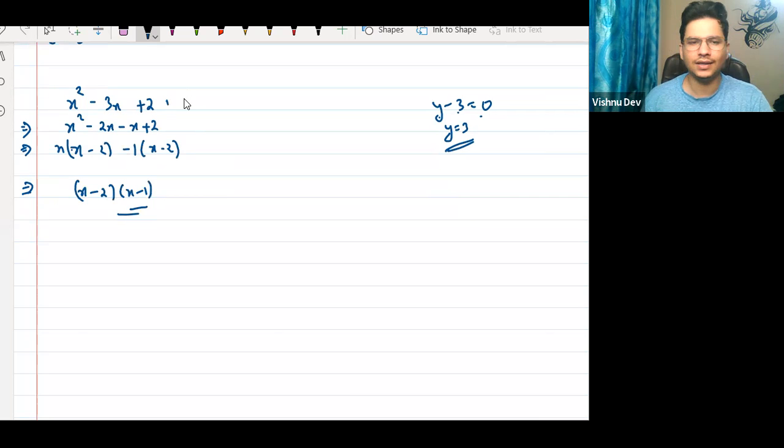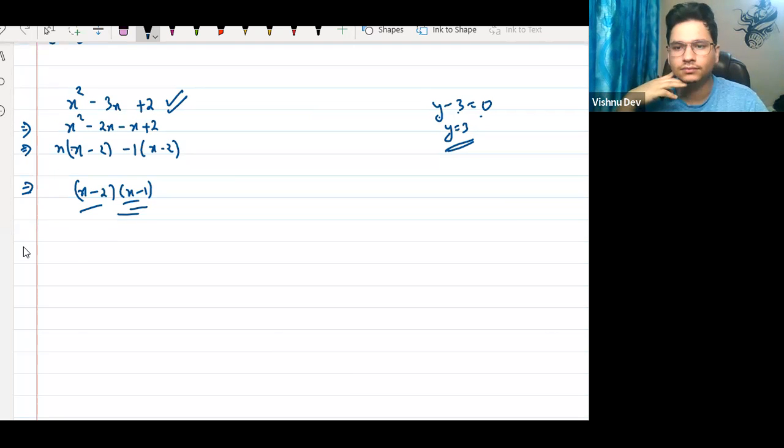For this equation, how many factors do we have? Two factors. Can any quadratic equation have more than 2 factors? No, sir. And when I'm saying factors, it is polynomial factors, not numeric factors.